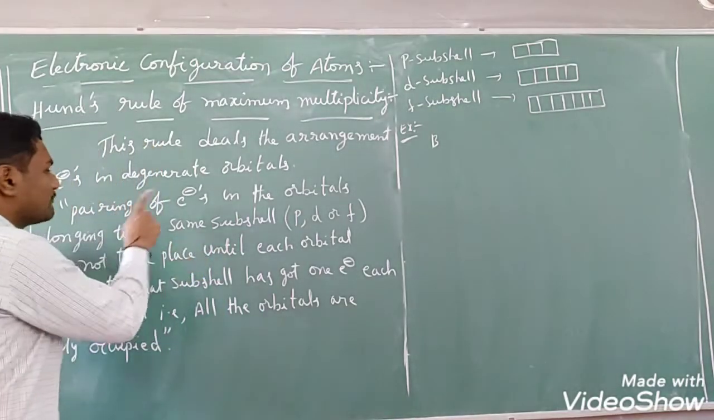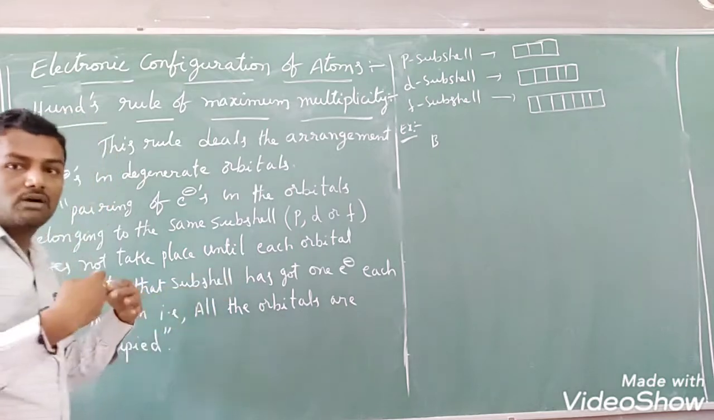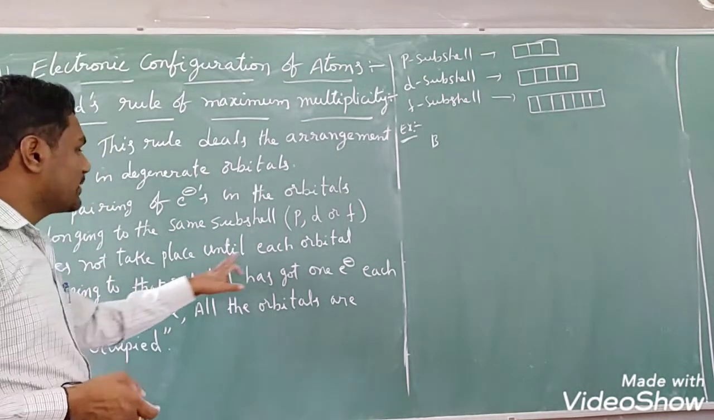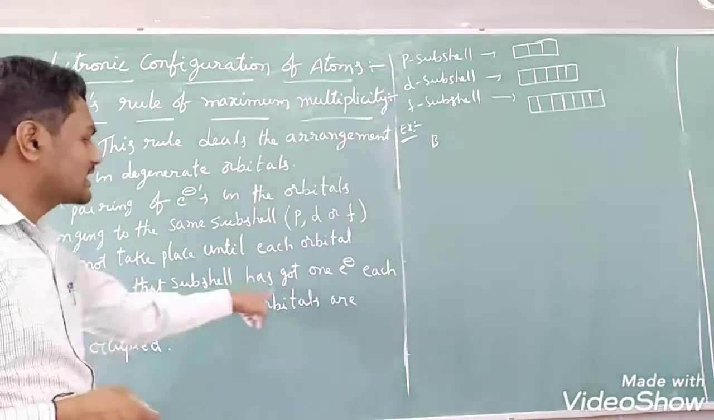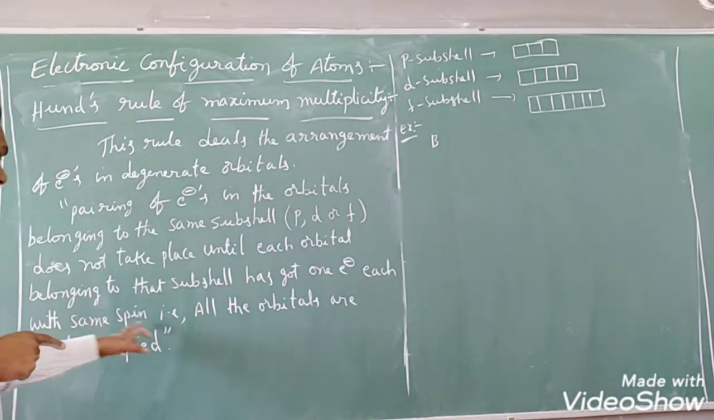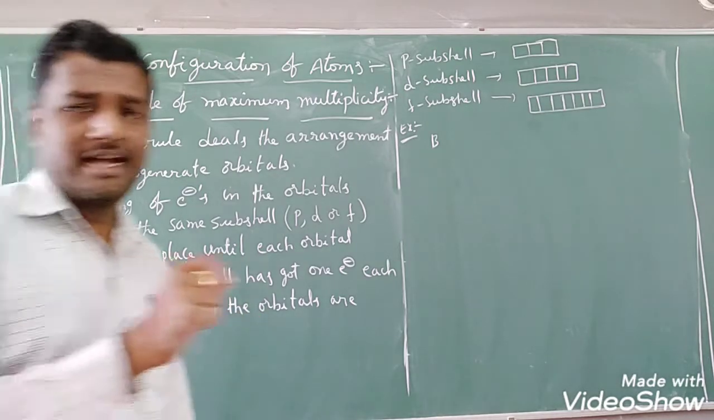You see that pairing of electrons in the orbitals belonging to that subshell. How does the pairing of electrons take place? We will see that. It does not take place until each orbital belonging to that subshell has got 1 electron each, with the same spin. That is, all the orbitals are singly occupied.